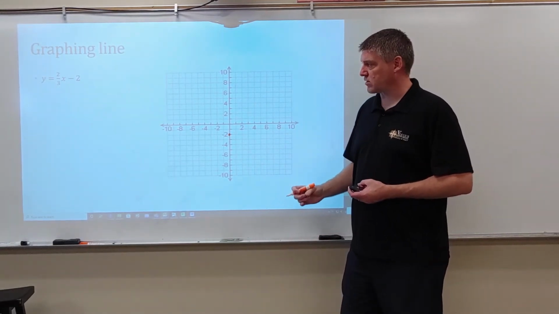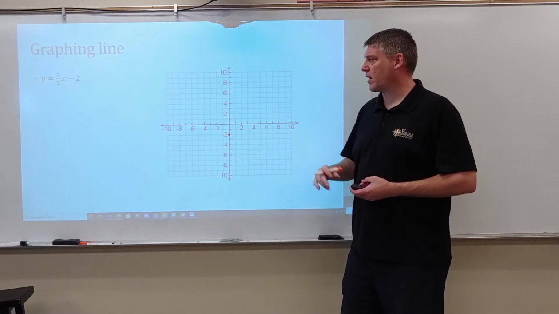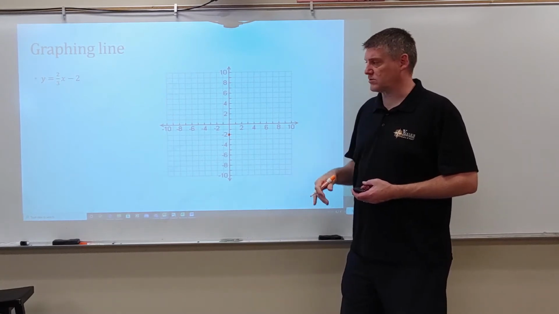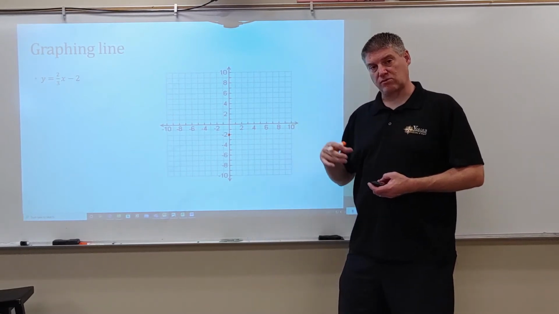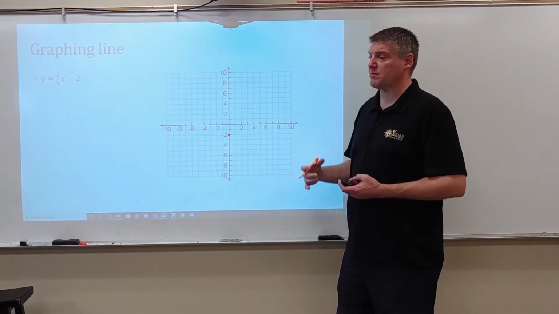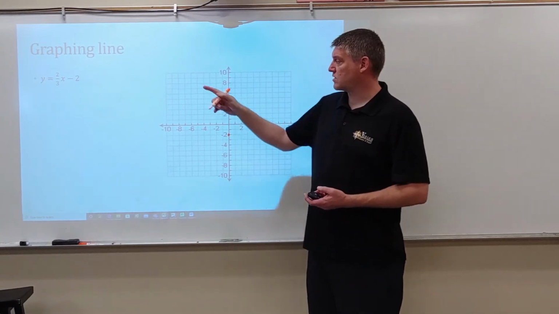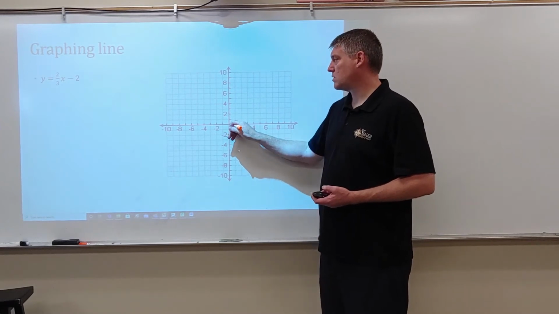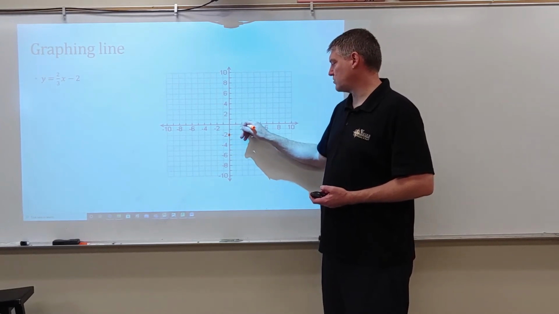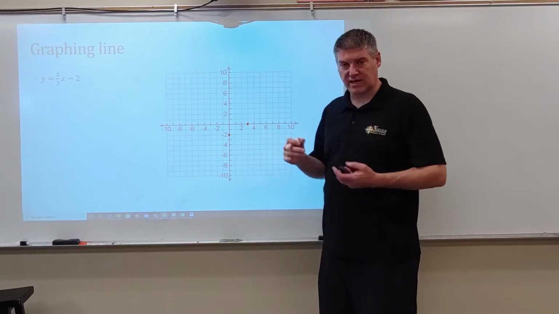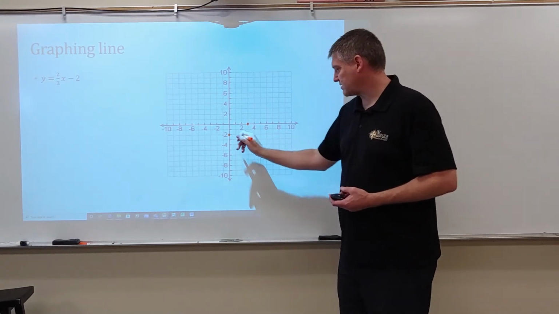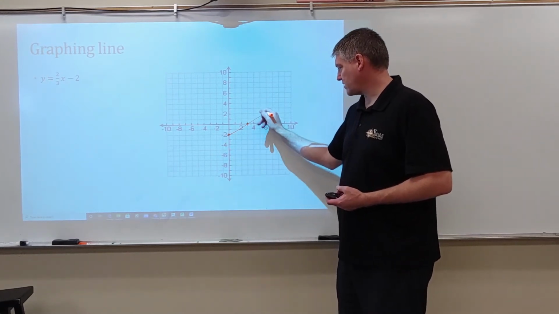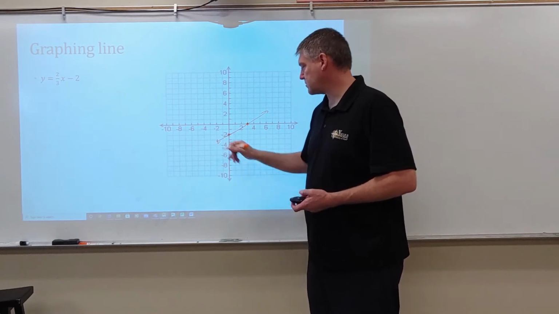Now I'm going to use my slope. I always talk about up and down to the right, up and down to the right. If it's negative, I'm going to go down. If it's positive, I'm going to go up. Okay? So this is a positive 2/3. So I'm going up 2 and then to the right 3. 1, 2, 3. There's my second point. 2 points make us a line. So now I'm going to connect those 2 points.